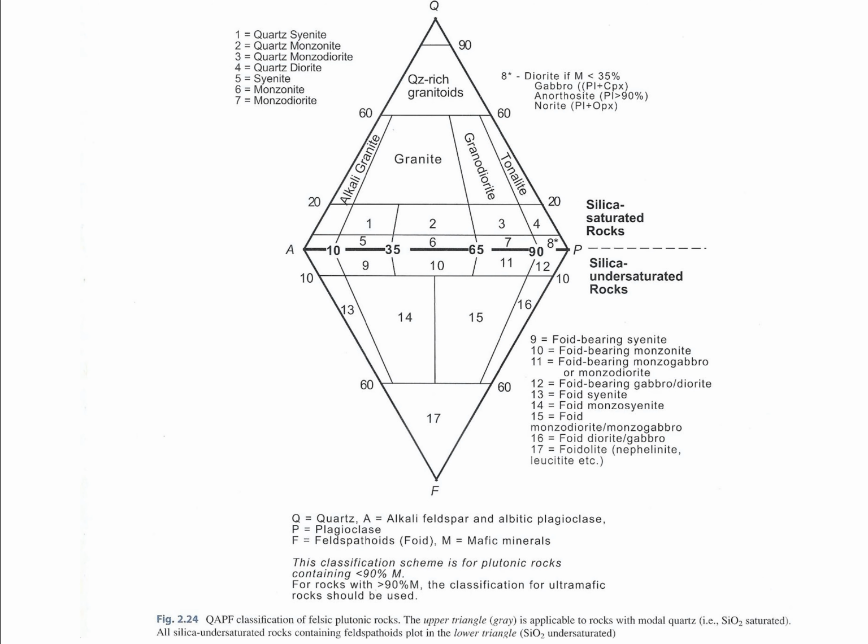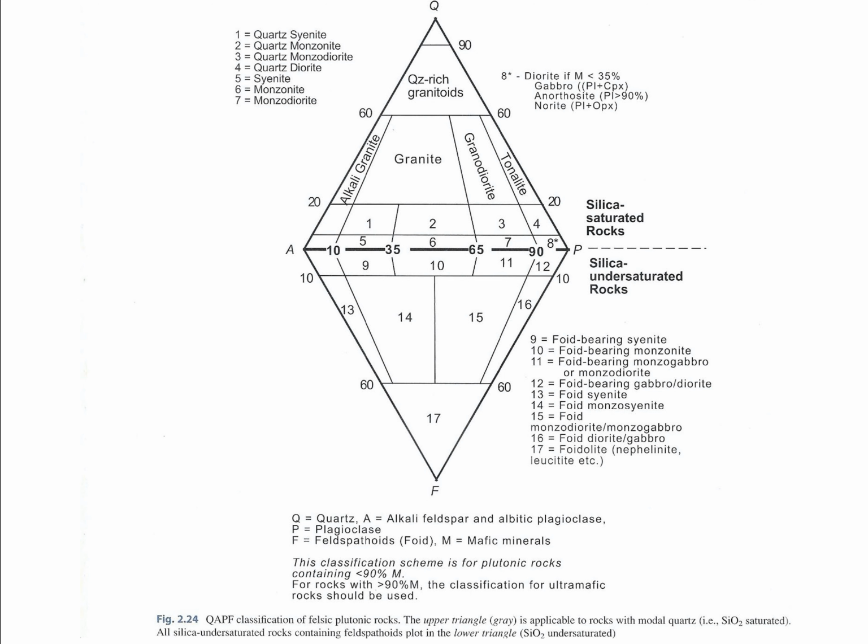So in this diagram, as you know, that is the QAPF diagram, which is used for the igneous plutonic rocks. On the upper part of our triangle we have again our granitoid rocks, and on the lower part of the triangle we have the silica undersaturated rocks, and then the upper part the silica saturated rocks. And then we have the different fields depending on the composition.